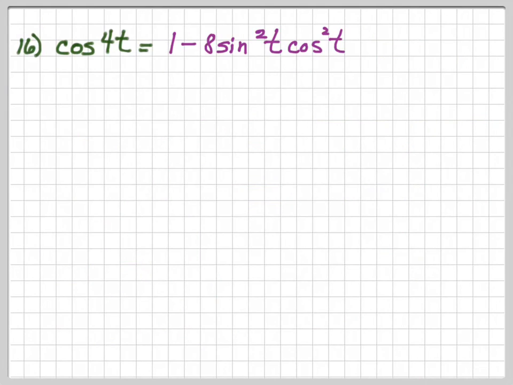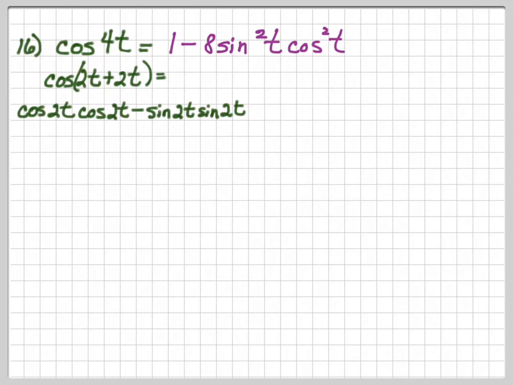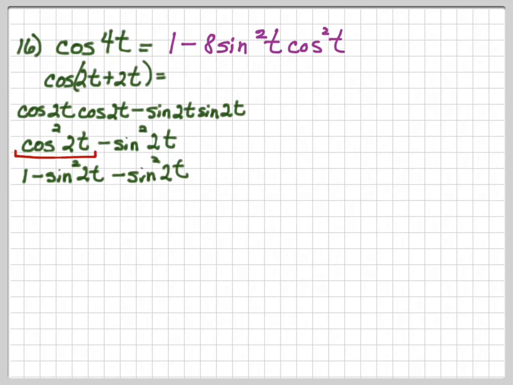Okay, cosine of 4t. I'm going to work with the left-hand side, and I'm going to change this first to cosine of 2t plus 2t. And now when I use my double angle formula, I have cosine 2t cosine 2t minus sine 2t sine 2t. So this becomes cosine squared 2t minus sine squared 2t. I'm going to change the cosine squared 2t to 1 minus sine squared 2t, and then of course I have my minus sine squared 2t for the other term. And now I put this together, it's 1 minus 2 sine squared 2t.